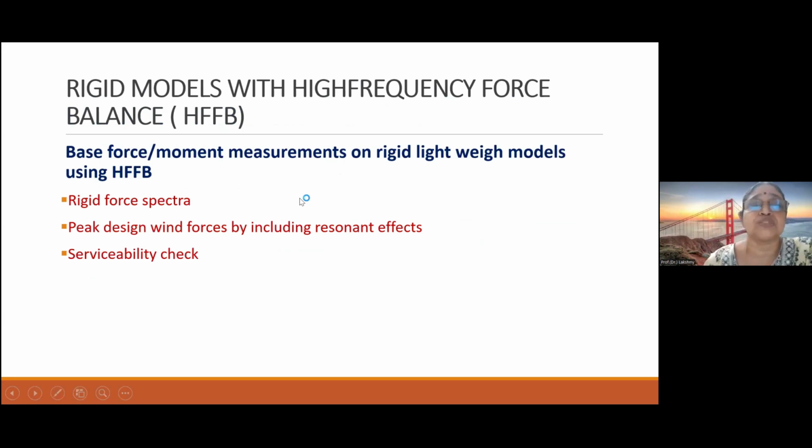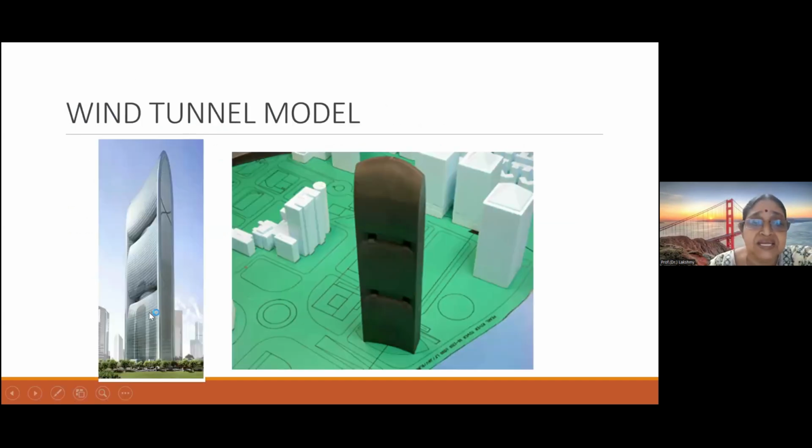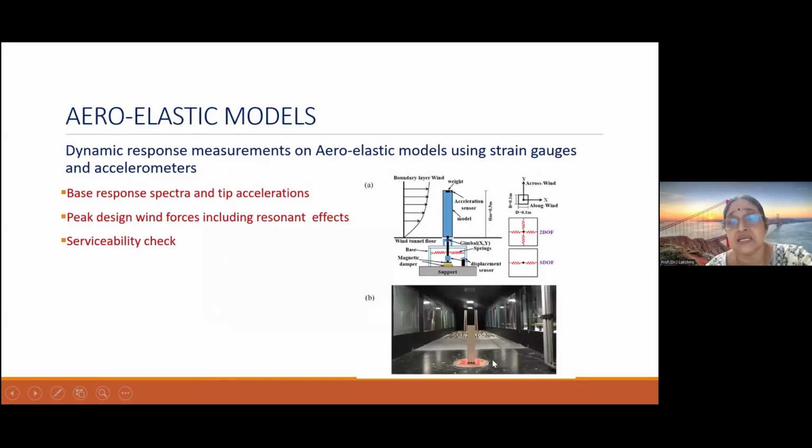Or you can take a rigid model and keep it on a high frequency force balance, with which you can measure the rigid force spectra. That is also another convenient method. What is very, very important is that the geometry has to be faithfully simulated in the wind tunnel. Here you can see that there are some indentations along the height, and all these things are simulated in this model. The nearby structures and their dimensions should also be obtained, and even the distance between the structures should be properly simulated.